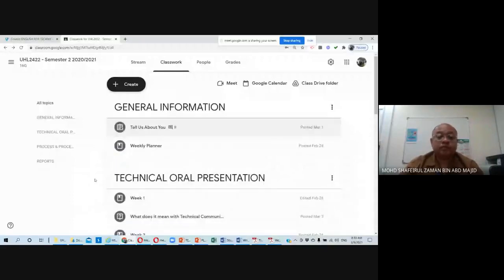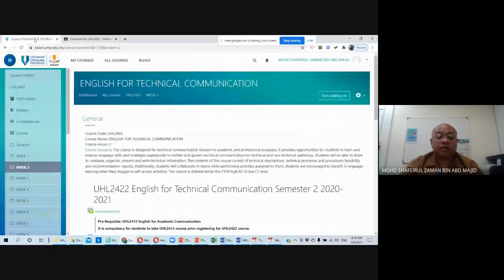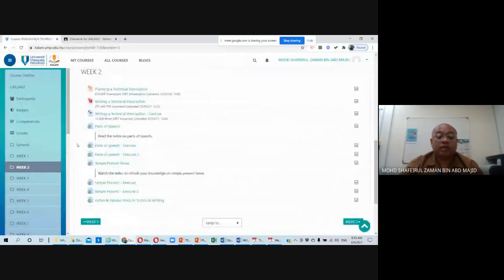If you go to Kalam, in our second meeting, we are supposed to have these elements. These are the things that we are supposed to learn: planning a technical description, writing a technical description, and then there is an exercise for writing a technical description, which I'm going to talk about later.